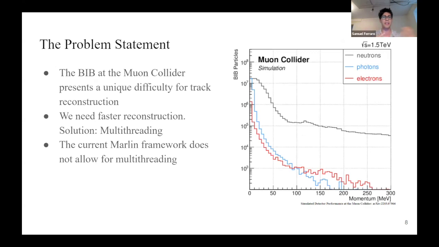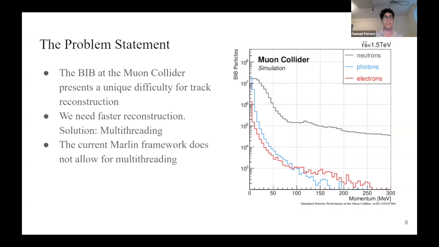The reason why we need to convert them is because of the beam-induced background at the Muon collider. The beam-induced background, which Sara talked about a little bit, is this background of particles that comes from muons being unstable. They decay, and then their decay products intersect the detector, and you can see from this simulation of the BIB, you get a really high multiplicity of particles, especially low momentum particles intersecting your detector, which is a problem for reconstruction, because in the end, reconstruction is a combinatorics problem. The more particles you have, the longer it's going to take.